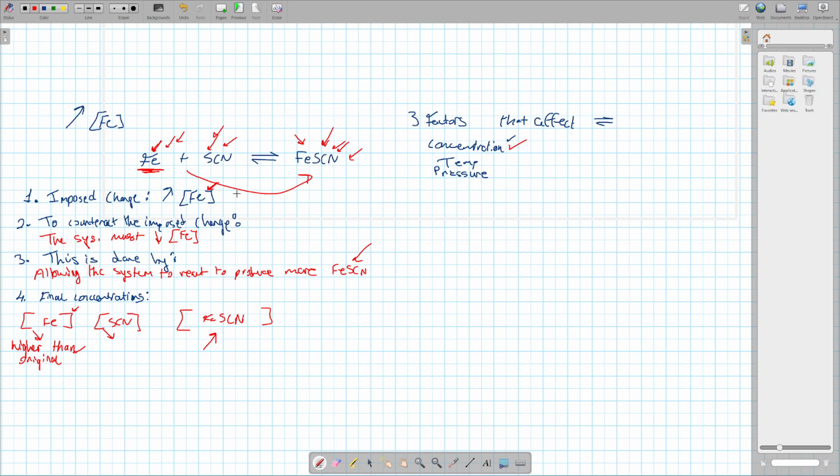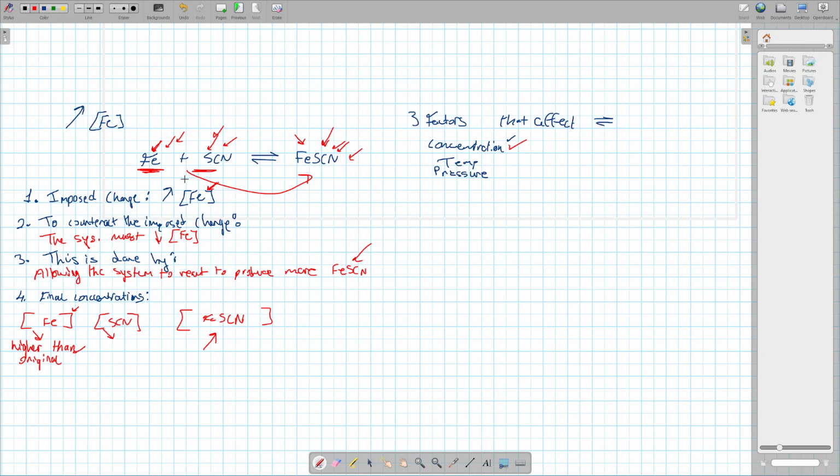The imposed change would be the increase in concentration of FeSCN. To counteract that imposed change, we have to decrease FeSCN, right? To decrease FeSCN, what can we do? We can produce more of Fe and SCN. That way the FeSCN would be used up, by allowing the system to produce more Fe plus SCN.